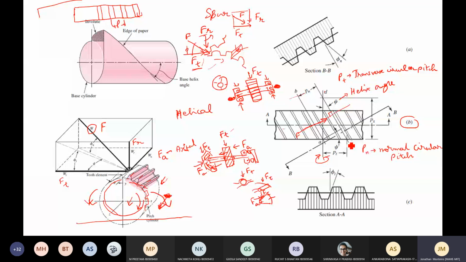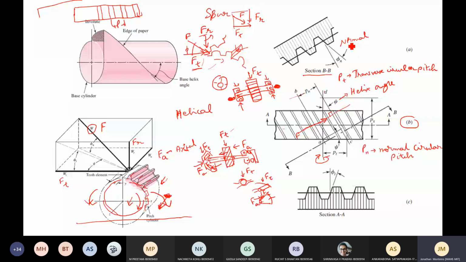In addition to that, you have two more things. One is the normal pressure angle. To understand the normal pressure angle, you will have to cut a section. So you cut a section like this, section BB, and that same cutout is shown over here. When you cut through this section, the angle that you get for this particular tooth is called phi n, the normal pressure angle.